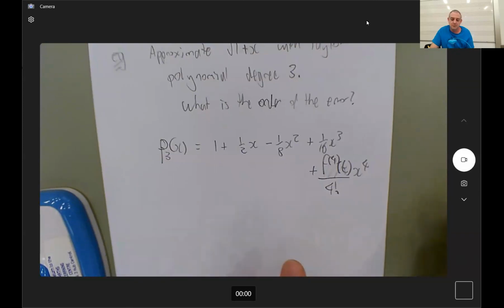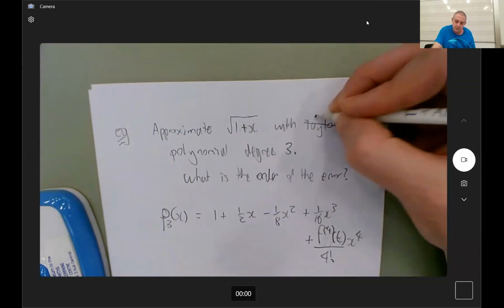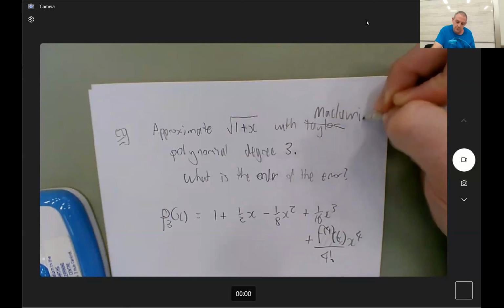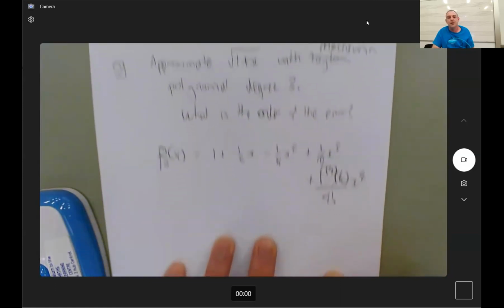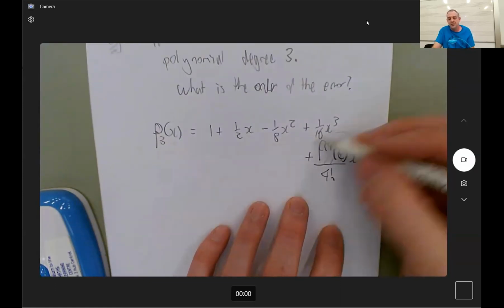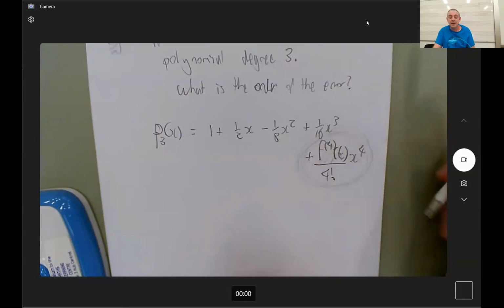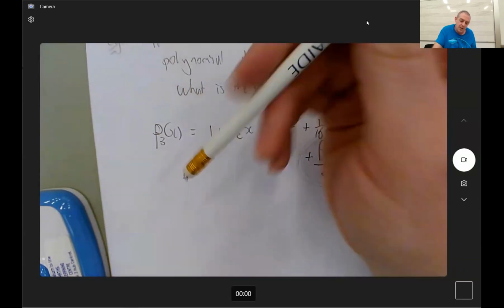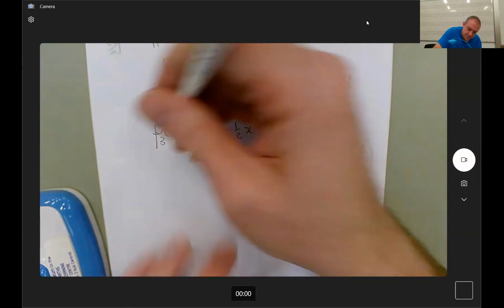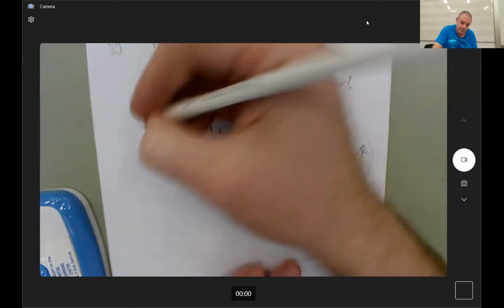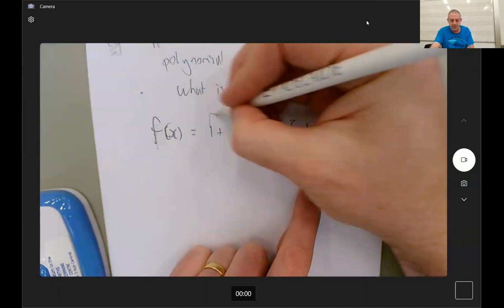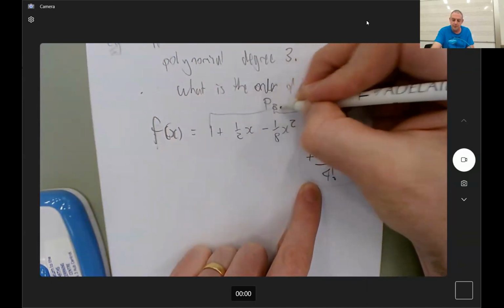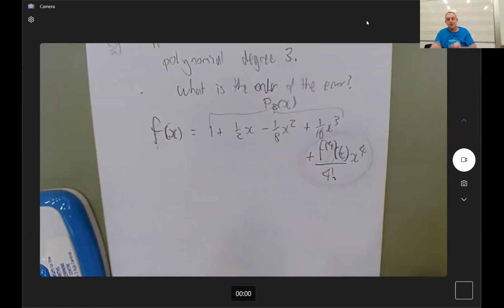That's right. I should have said Maclaurin, because it's centered at 0 if I'm writing it this way. So the thing is that this is the error here. It's how far the, sorry. f(x) is equal to this plus this bit on the end. And that bit there is the Taylor polynomial.